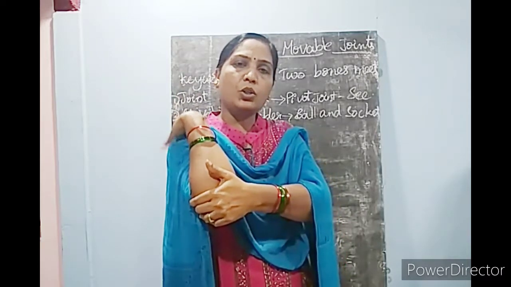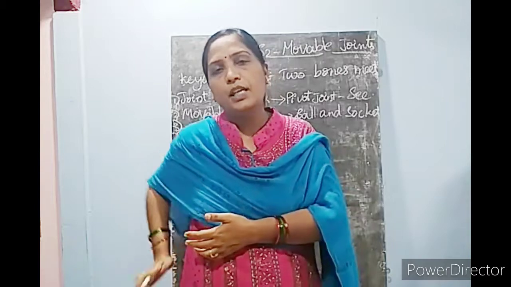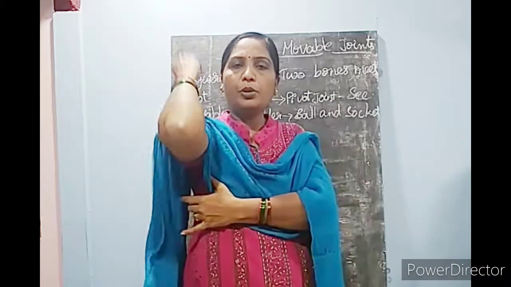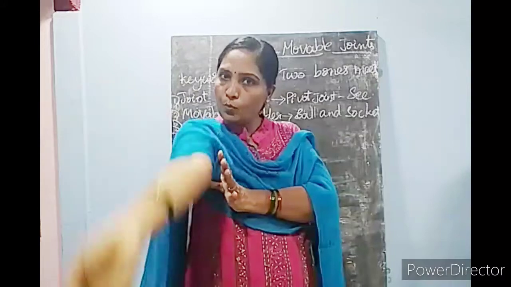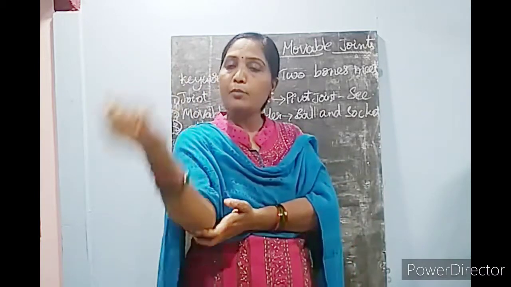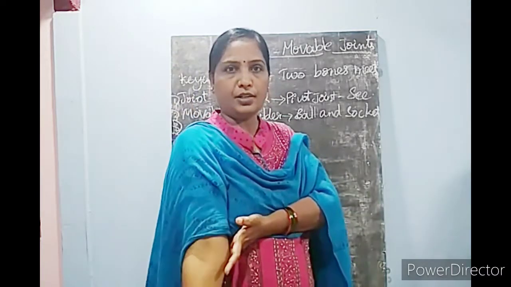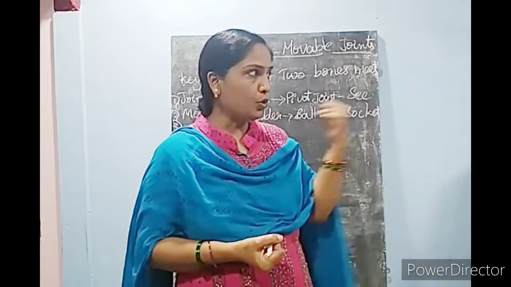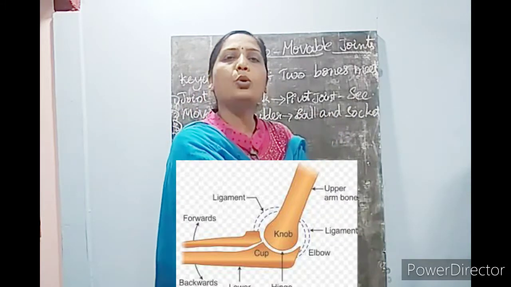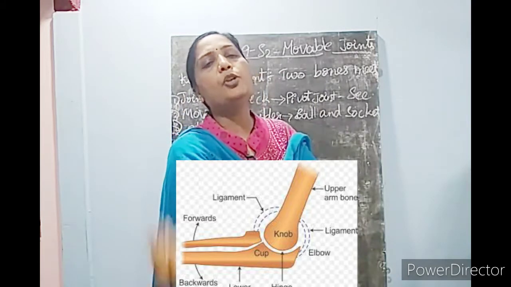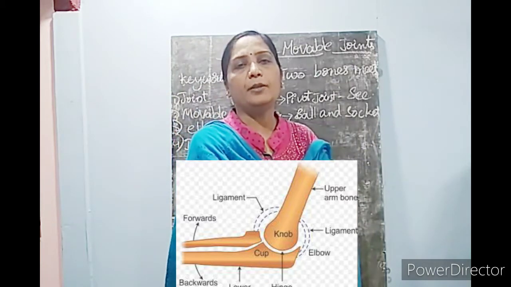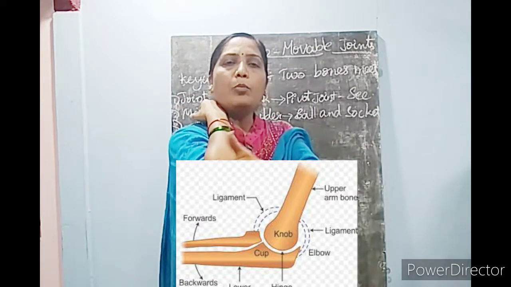The same way, ball and socket joint is present in your shoulder, and even in your hip part also. And when you come to your elbow, try to move your elbow. Can you move your elbow backside? It's not possible. You can move your hand only in one direction. When you open your door, it moves only in one direction, right? Same way, your elbow helps you move your hand only in one direction. But it is helping to move. So it comes under movable joint. It is present in the elbow.